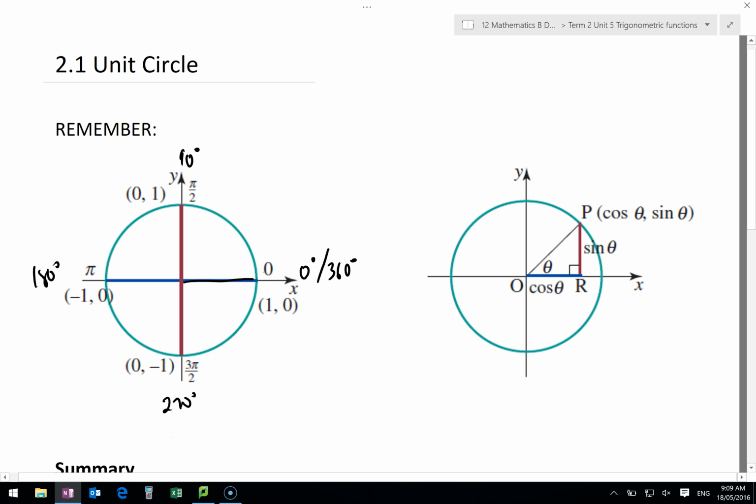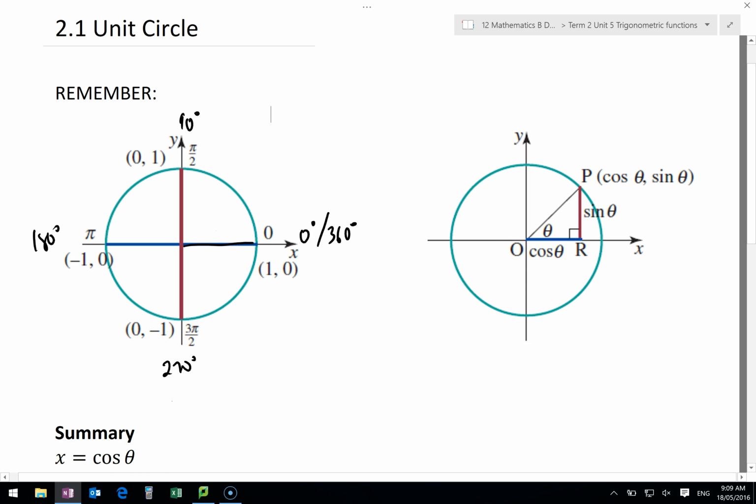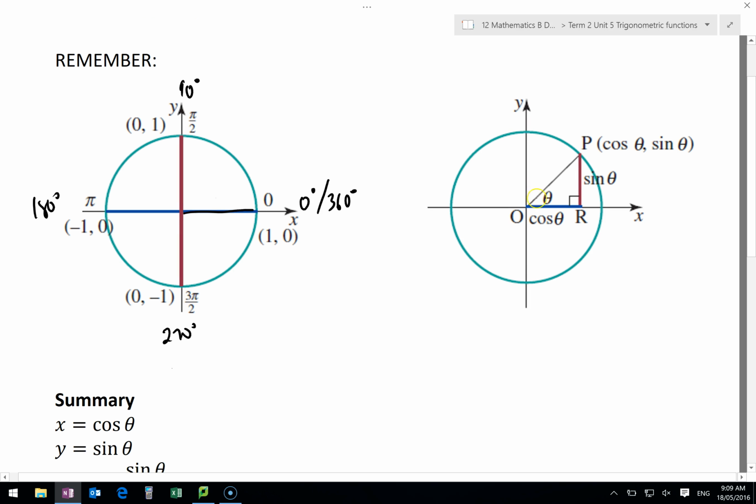The other key enduring understanding that you should have from last year is that when we draw this angle, whatever the angle is, the x-coordinate is the cosine of the angle, and the y-coordinate is the sine of the angle. And we exploit this idea of the unit circle to get an understanding of these values. In a few special cases, we'll use this unit circle diagram.